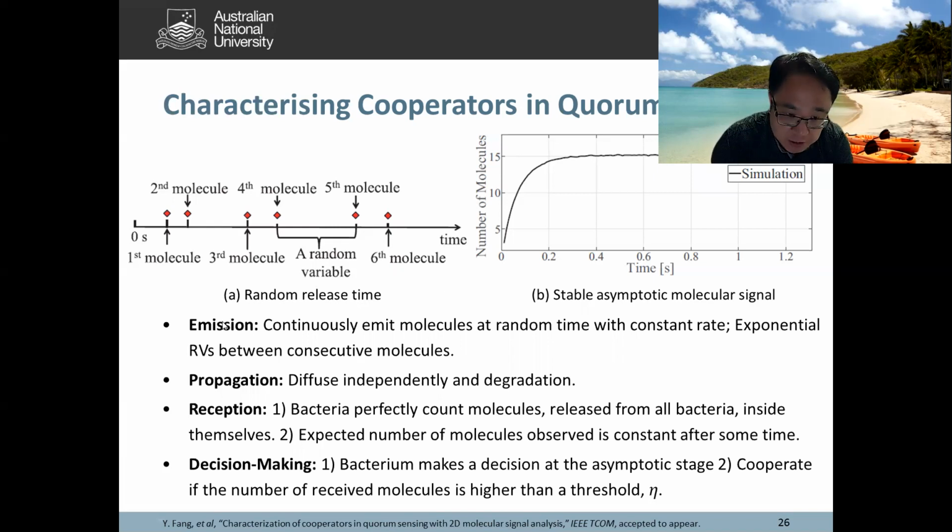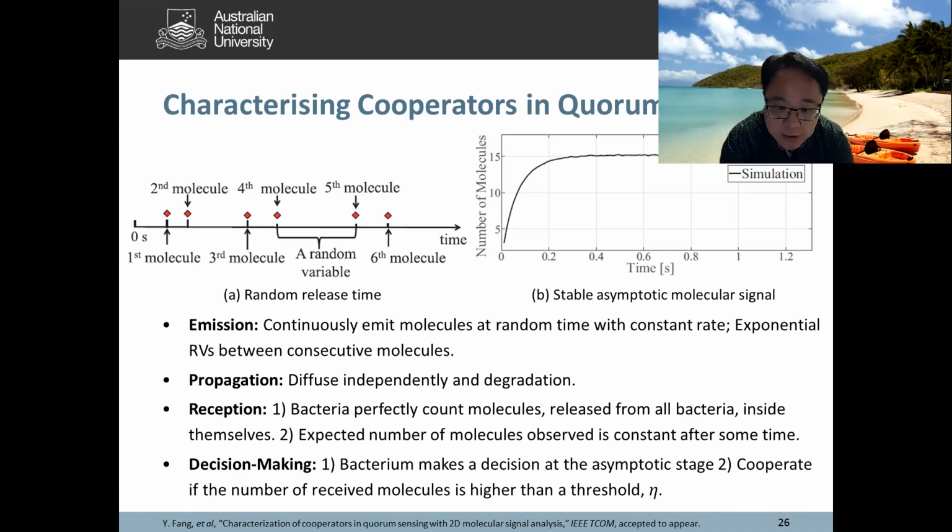For example, in terms of emission, each bacterium continuously emits molecules at random times with a constant rate. So in this case, for example, it releases the first molecule here, second molecule here, third molecule here. So in this case, we can see the exponential random variables between two consecutive molecules. So this is a random variable, and it follows an exponential distribution according to the knowledge in probability and stochastic processes. And for the molecule propagation, the molecules propagate independently, and the molecules are also subject to degradation. That means they may disappear after some time.